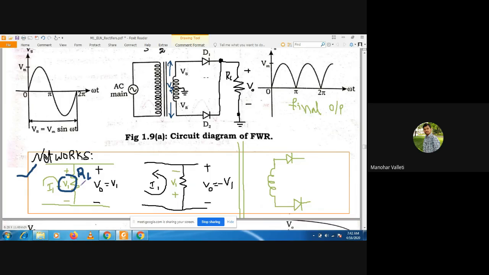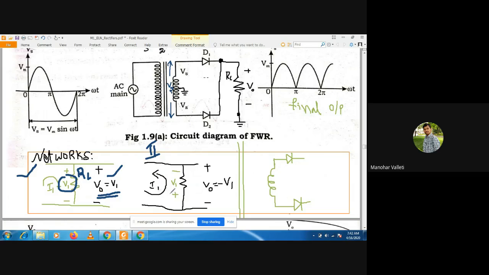Then what is the output voltage in this case? As here the V1 polarity and V0 polarity are both the same, V0 equals V1. Now you see in this case, the current direction is anti-clockwise.